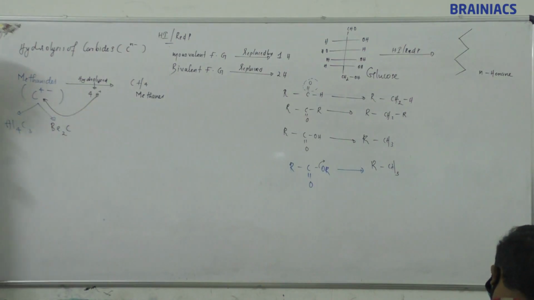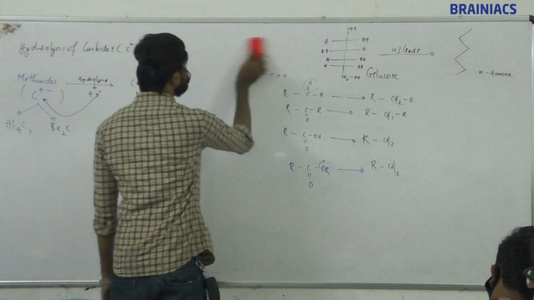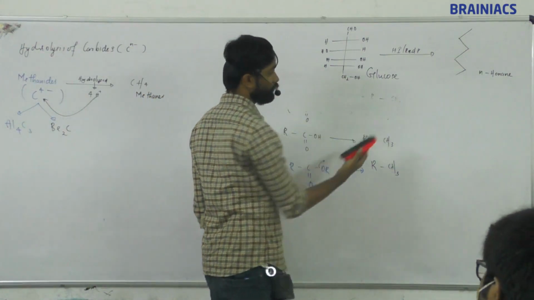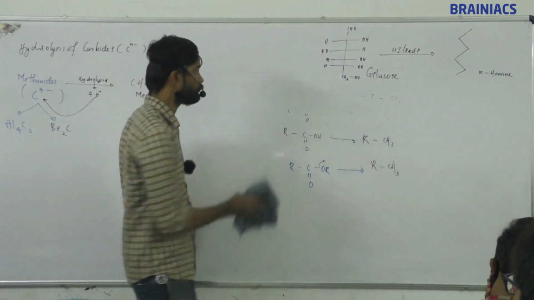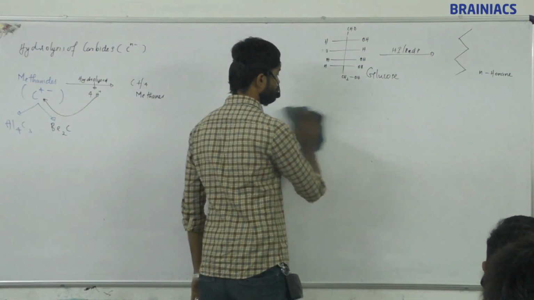Okay. So simple method. Keep it in order. Your carbide should be methanide, okay? Then only you obtain methane. Otherwise, other products may form.